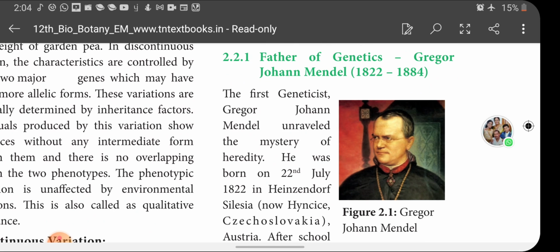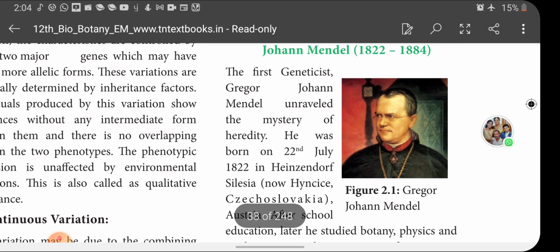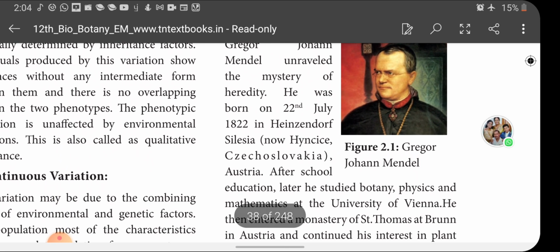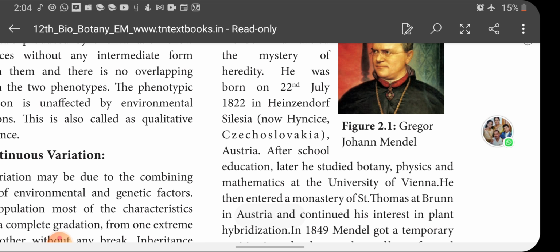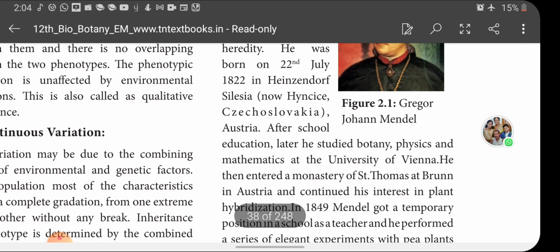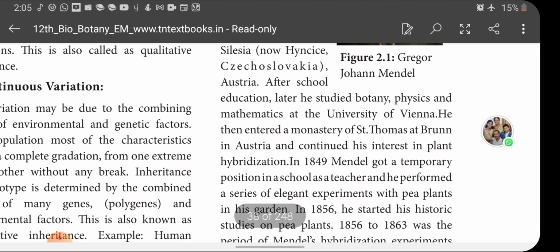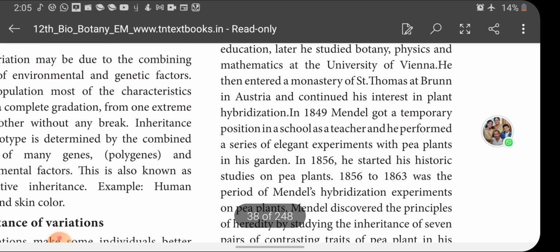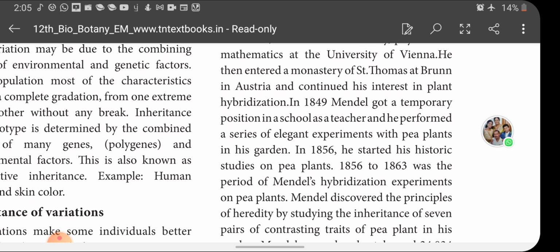The first geneticist, Gregor Johann Mendel, unraveled the mystery of heredity. He was born on 22nd July 1822 in Heissendorf, Silesia, now in Czechoslovakia, Austria. After school education, later he studied botany, physics and mathematics at the University of Vienna. He then entered a monastery of St. Thomas at Brunn in Austria and continued his interest in plant hybridization. In 1849, Mendel got a temporary position in a school as a teacher, and he performed a series of elegant experiments with the pea plant in his garden.